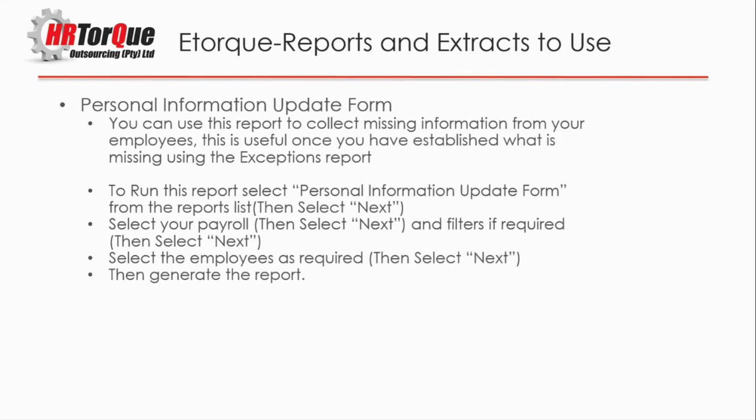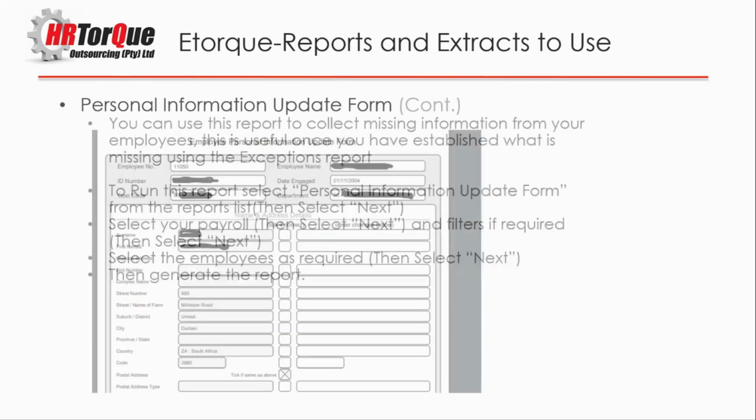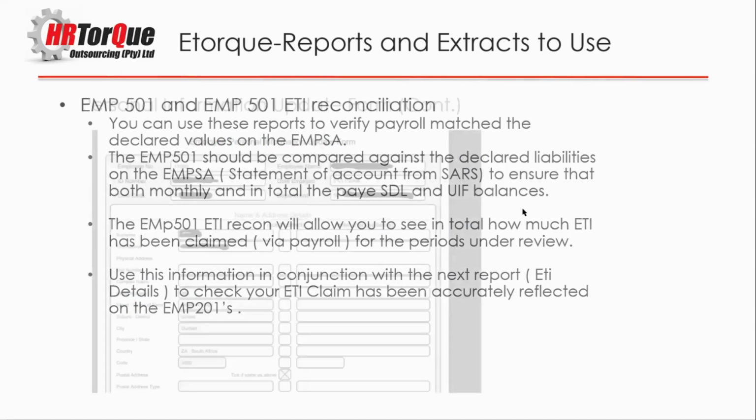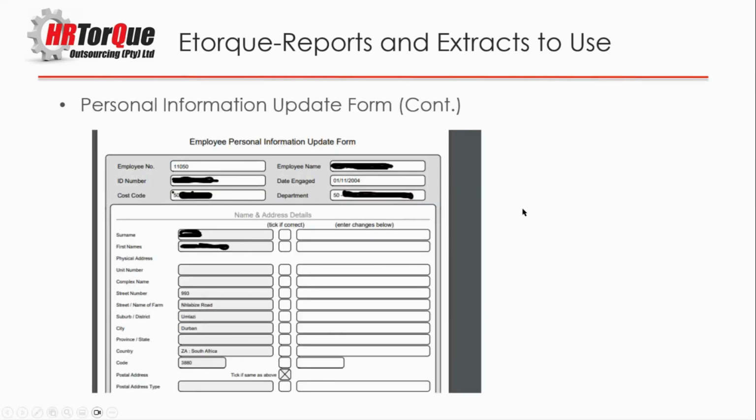Personal information update form, you can use this as a preemptive measure. Again, the steps to extract it are there. Go to the information, personal information, click next, run through all of your filters, make sure that you've got the people that you're looking for, and generate the report. And it generates a report that looks something along these lines. It gives us the employee name, number, when they were engaged, the address, and then an area for them to be able to update it. So that's very nice from the ability to preemptively look at this information.